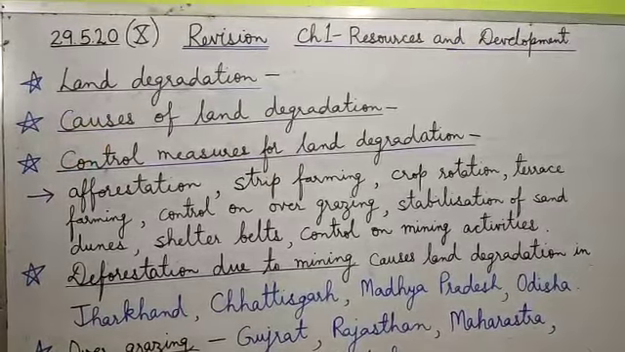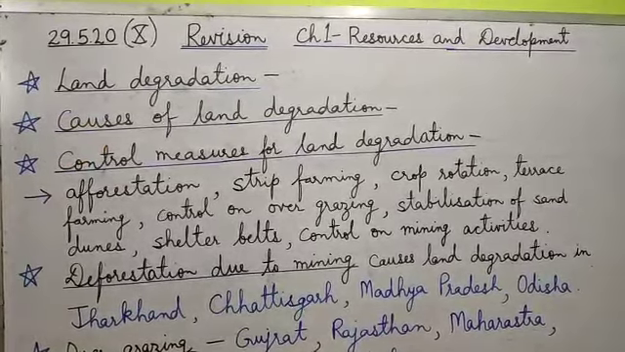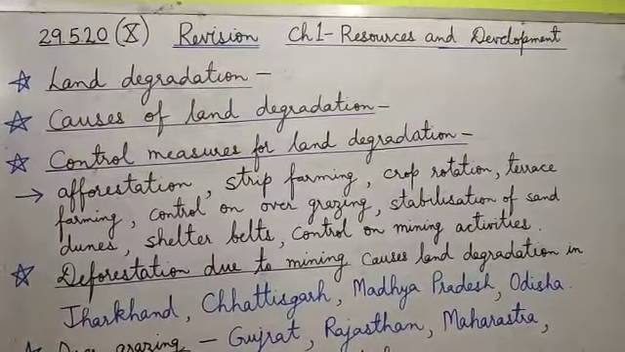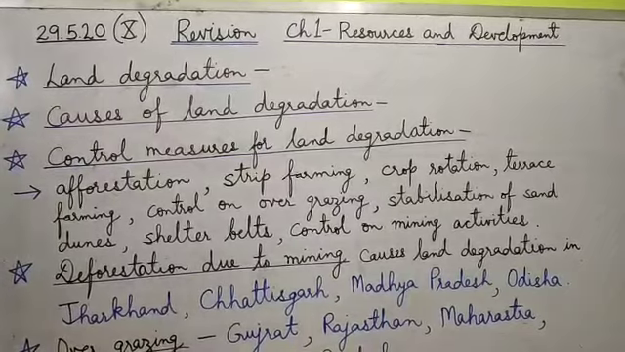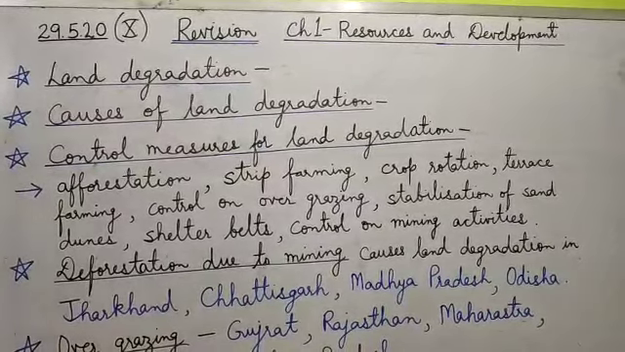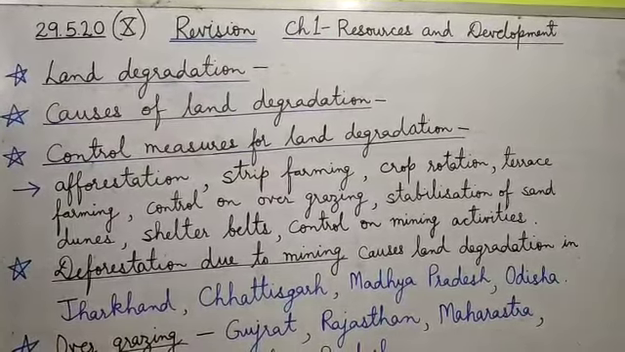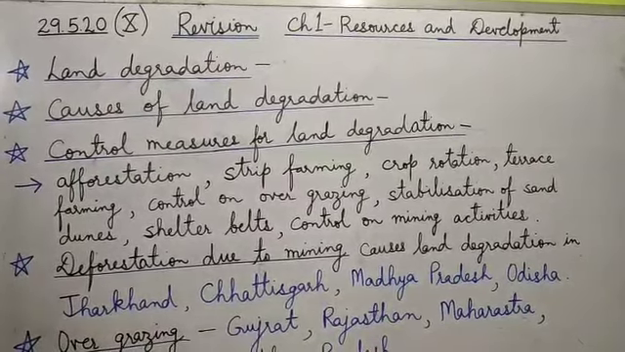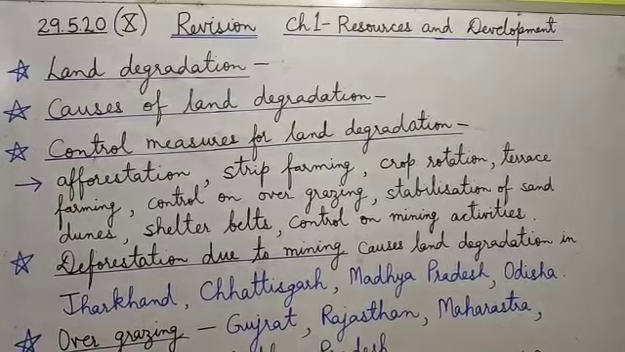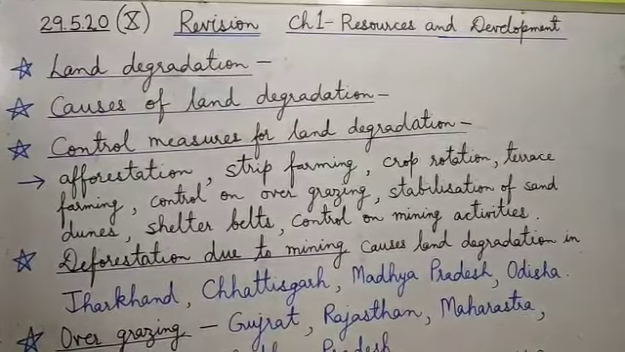Terrace farming is also called step farming, terrace cultivation. Cutting the slopes into steps is terrace farming. Then overgrazing should be controlled. The sand dunes in the arid area should be stabilized. How can that be done? By growing thorny bushes around the fringes of the desert.